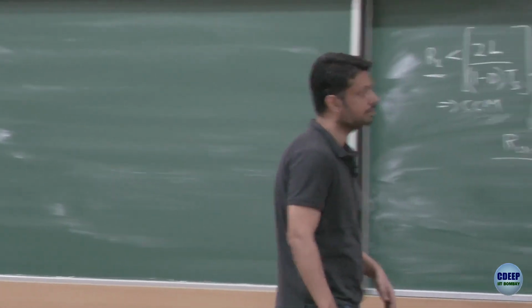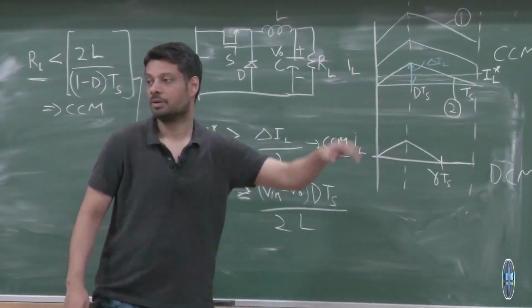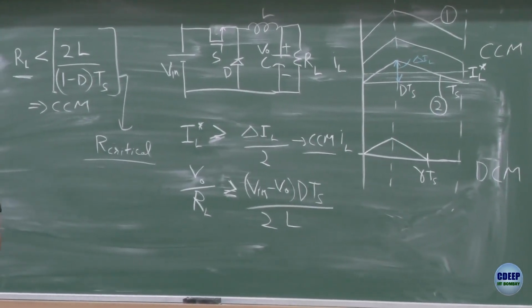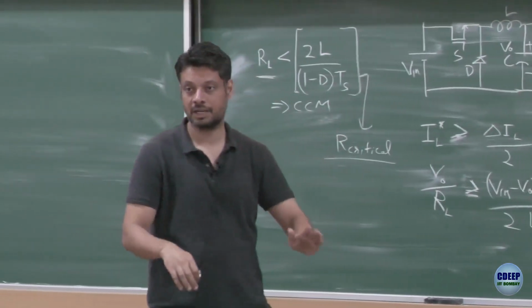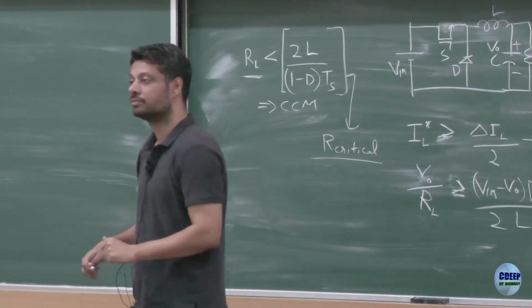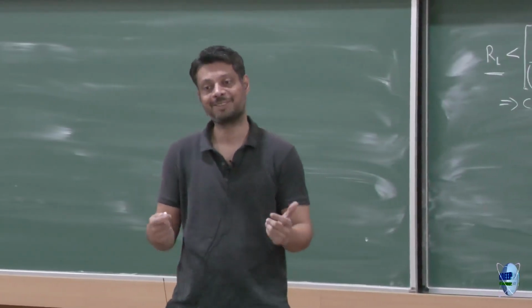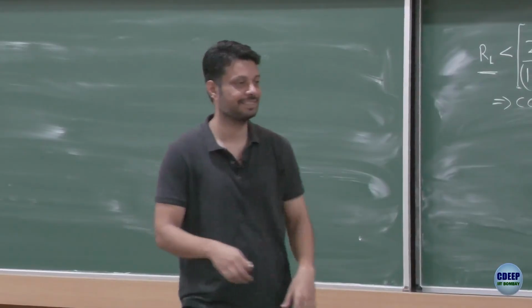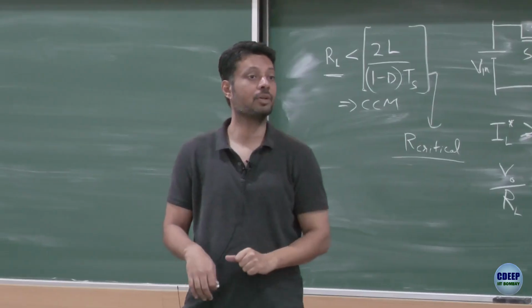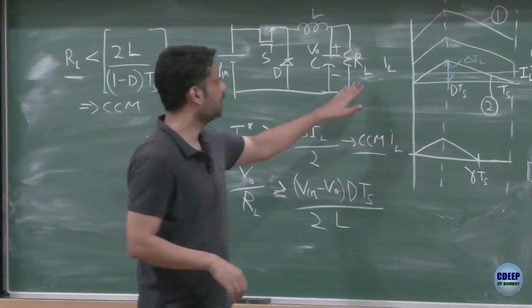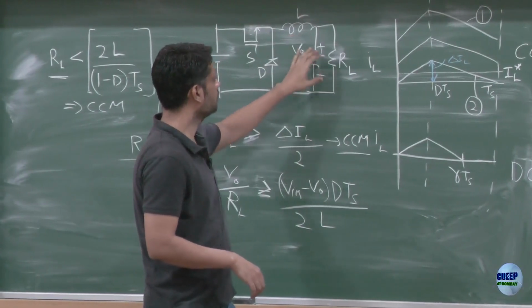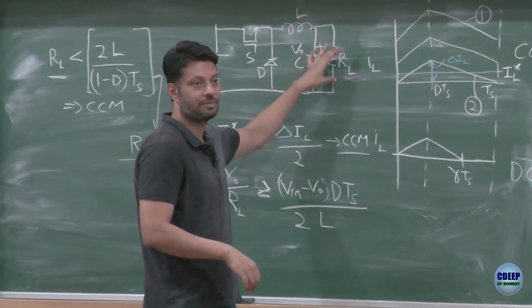Okay, so another question, case 1, case 2, what would be the average output voltage in case 1 versus case 2? So delta V remains the same, right? Case 1, case 2, delta V same. What is the average output voltage in case 1 and case 2? Are they equal? Yes. No? Why no? The value of resistance is different.